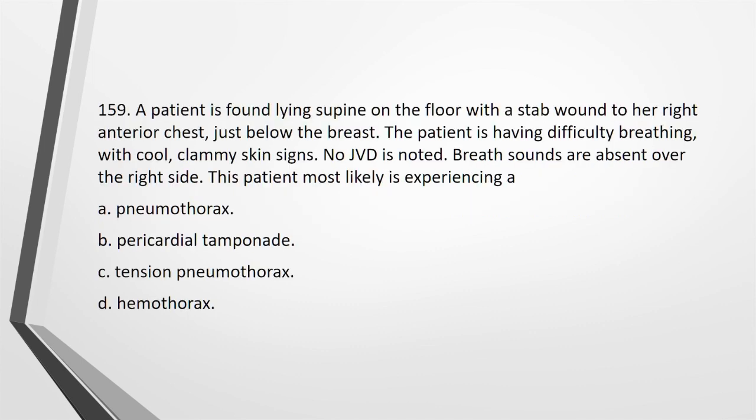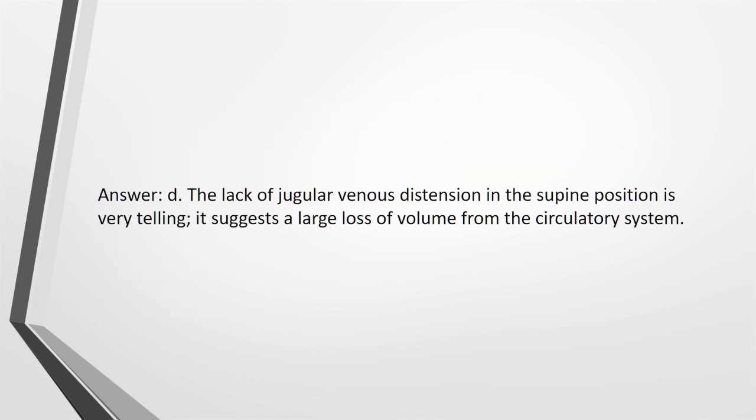159. A patient is found lying supine on the floor with a stab wound to her right anterior chest, just below the breast. The patient is having difficulty breathing with cool, clammy skin signs. No JVD is noted. Breath sounds are absent over the right side. This patient most likely is experiencing A. Pneumothorax. B. Pericardial tamponade. C. Tension pneumothorax. D. Hemothorax. Answer: D. The lack of jugular venous distension in the supine position is very telling. It suggests a large loss of volume from the circulatory system.